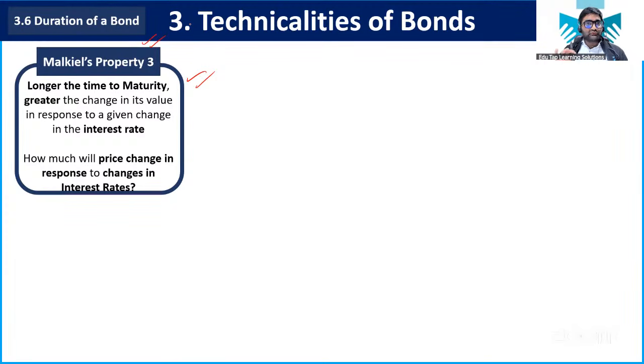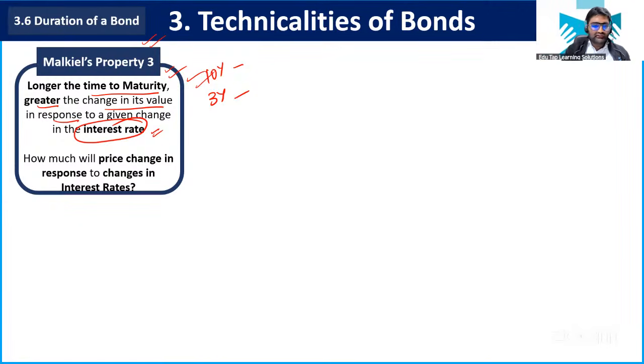Now pay attention to this topic. Although not many questions have been asked, we will try to understand the concept behind it, and we will see the calculations once. So Malkiel's property 3 says the longer the time to maturity, the greater the change in its value, right? If there is a bond with a longer tenure, 10 years, and the interest rate changes, then the bond price also changes. For a 3-year bond and a 10-year bond, which one will have greater changes in its bond price when the interest rate changes?